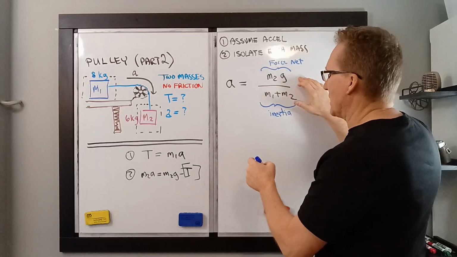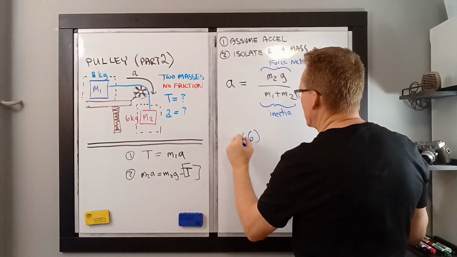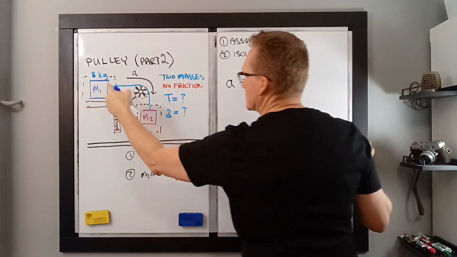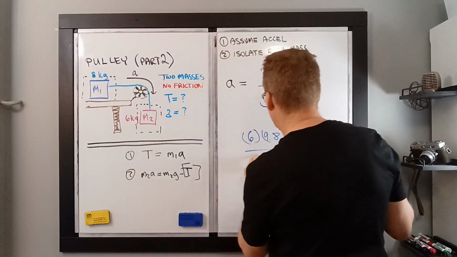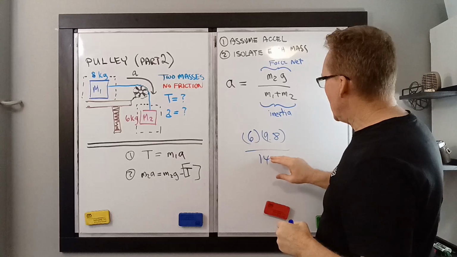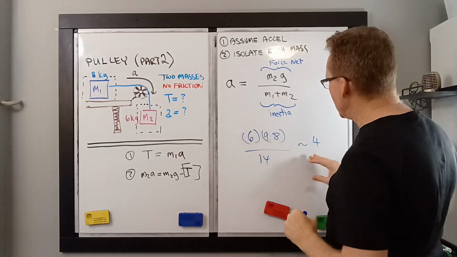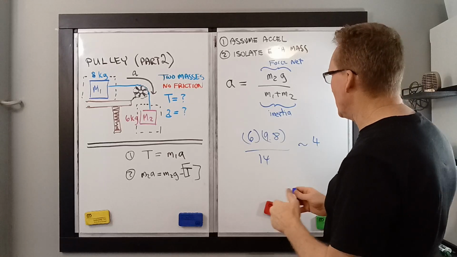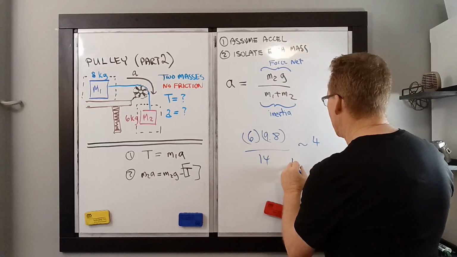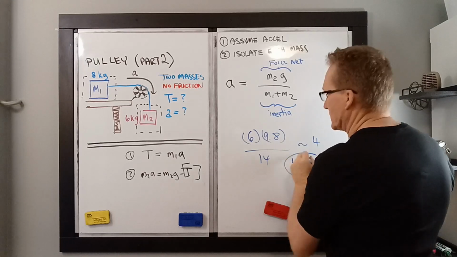Let's put the numbers in here now. M2 is going to be 6, so it's going to be 6 times 9.8, which is g, divided by the sum of the two. So it's going to be 6 plus 8, which is 14. What is this? It's going to be about 2 in the bottom, so it's going to be about 4. Always estimate roughly, then punch it into your calculator. So I've done that. Let me punch it in and see what I get for the acceleration. I am getting 4.2 meters per second squared for the acceleration.